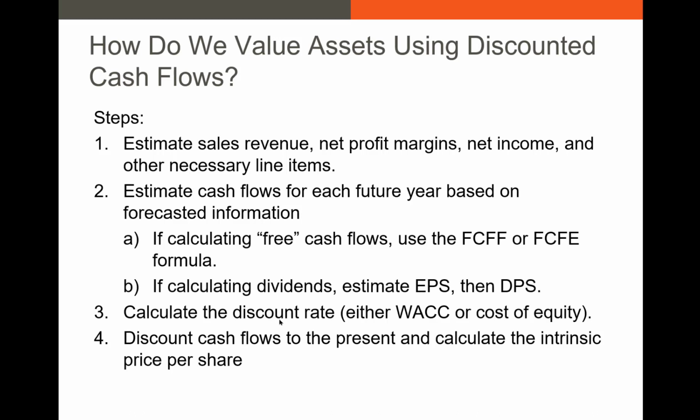Step three, calculate your discount rate. So we've talked about the cost of equity, so the required return right there. You can also use the weighted average cost of capital if you're using the free cash flows to the firm. We'll see this in practice. And then finally, we're going to discount our free cash flows by our discount rate. And that's the final way that we get our intrinsic value. We just discount all these cash flows back to the present and QED.